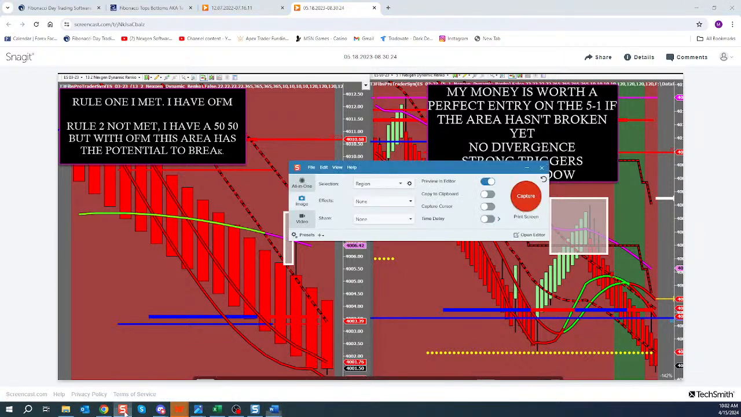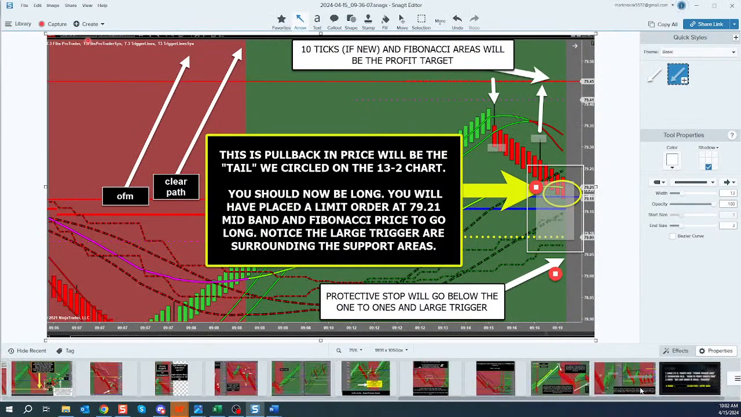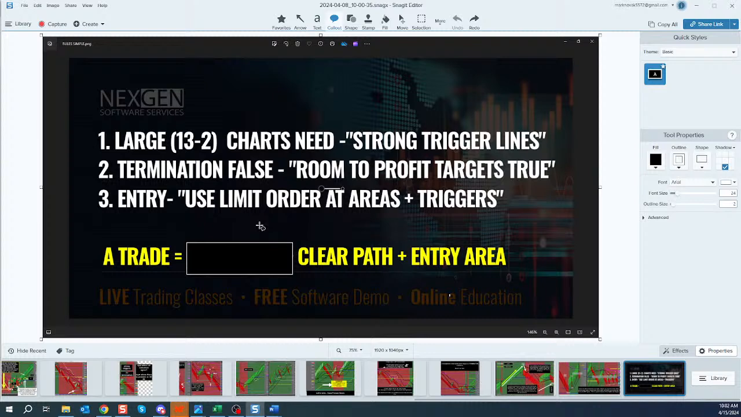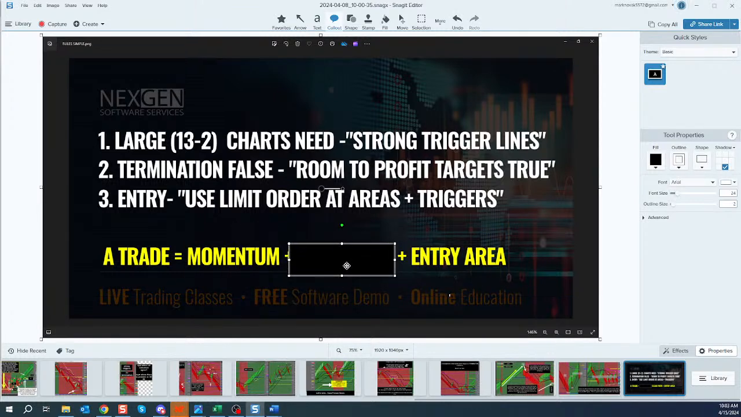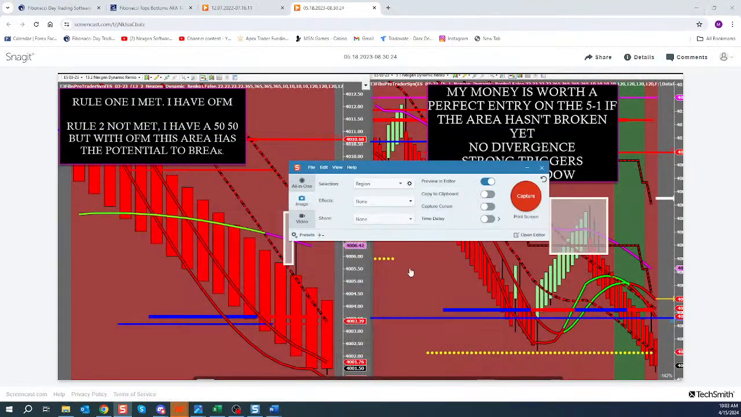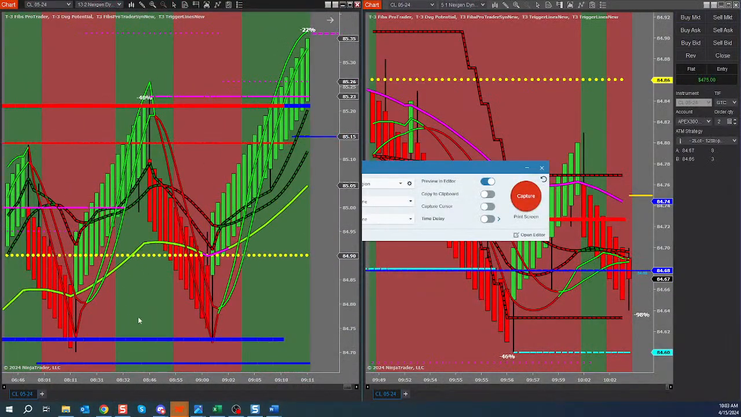So because the area hasn't broken yet, let's see if I have my little slide rule thing that I like to do. There it is. Whoops. Because I don't have a clear path, the KISS plan is designed to keep you focused on momentum, to make sure that your entry is great. So as you go through the KISS plan for that 50-50 trade, it says that it's coming from a good top or bottom. And what a good top or bottom means, guys, is that the market made it to a termination condition. None of the triggers broke through, and it reversed the market.